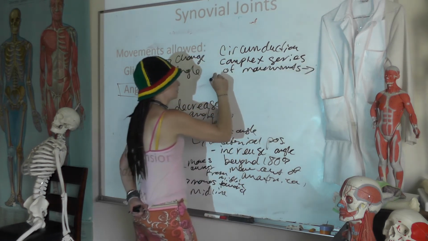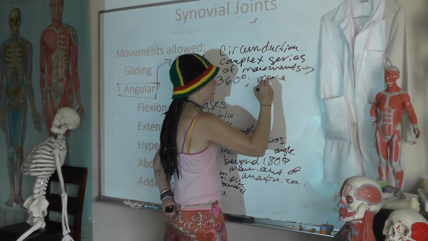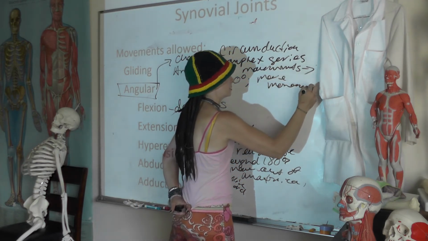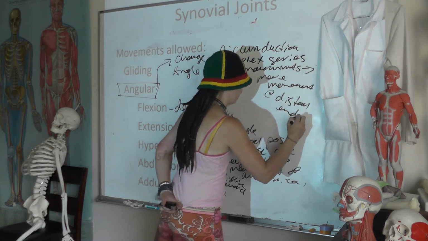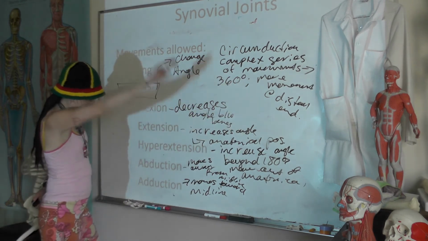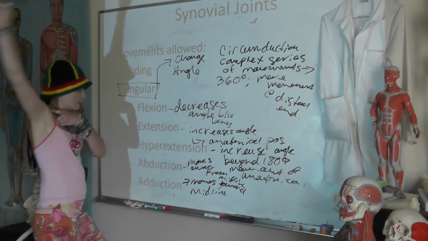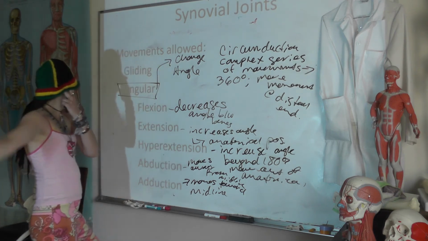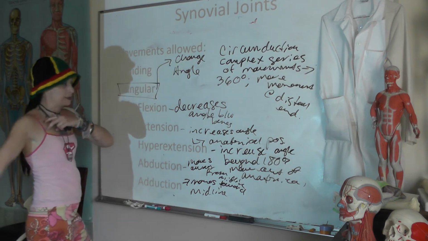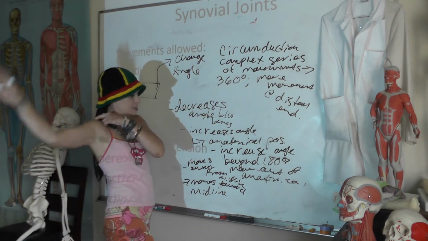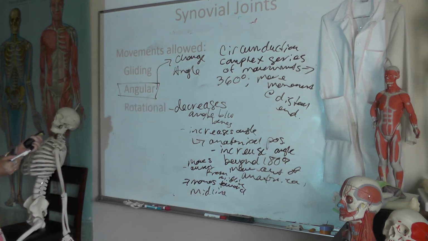So for circumduction, we'll say this is a complex series of movements leading to a circle in 360 degrees, and we have more movement at the distal end of the joint than at the proximal end of the limb. Because the joint that's moving right here is my glenohumeral joint. What is moving is my arm and my forearm, and out here I have a big 360 degrees. Right here it's just a very small 360 degrees. Okay? All right.